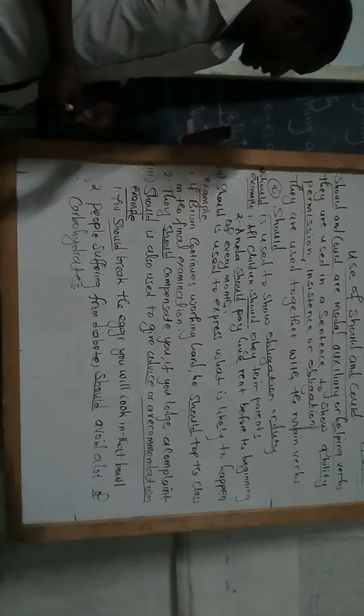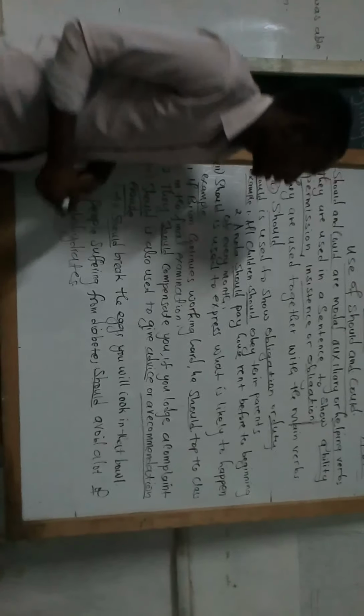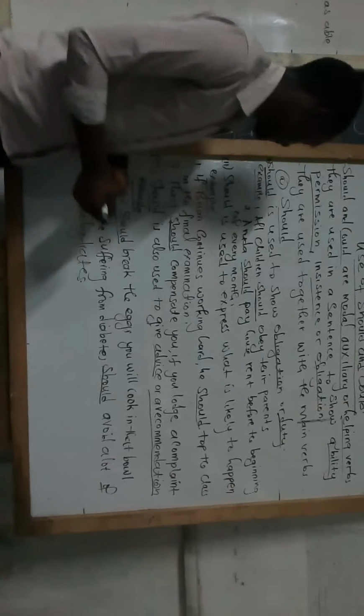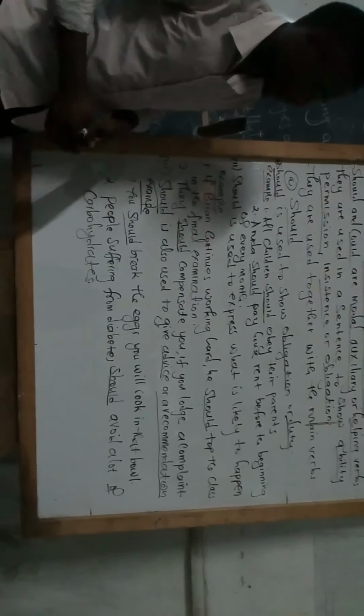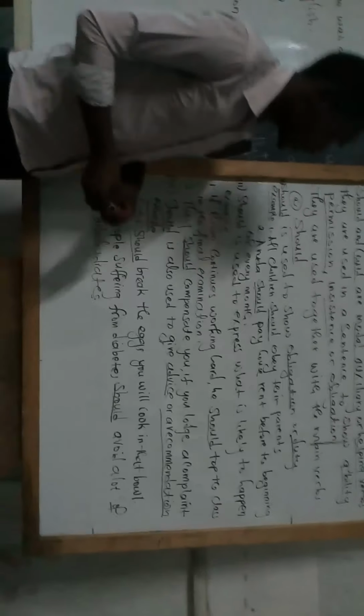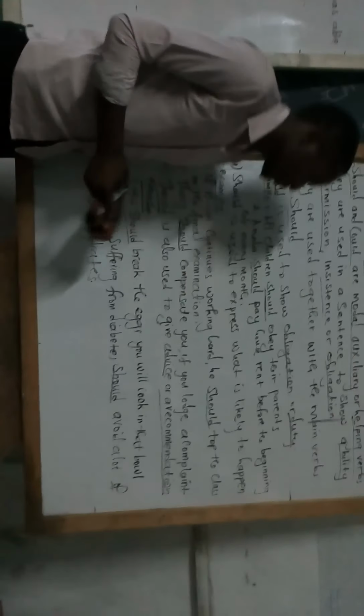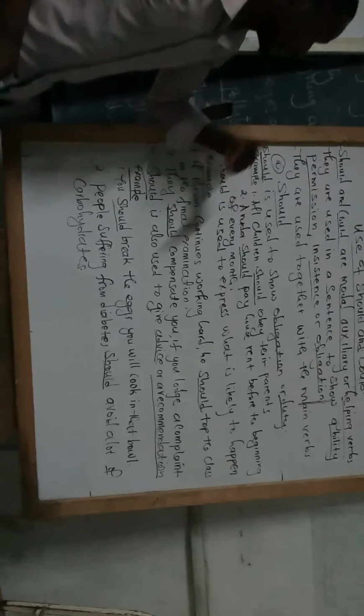Example in a sentence: if Brian continues working hard, he should top the class in the final examination. Number 2, they should compensate you if you lodge a complaint. So these are things that we are expecting to happen in future.